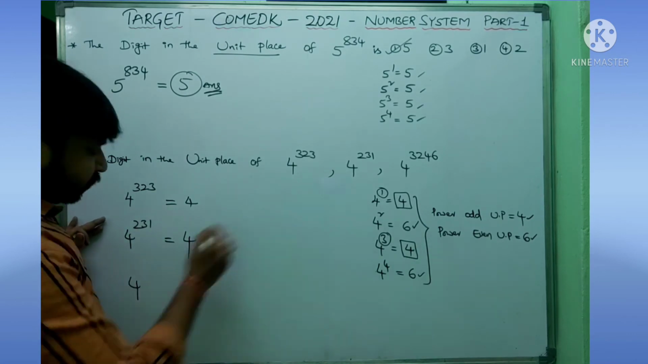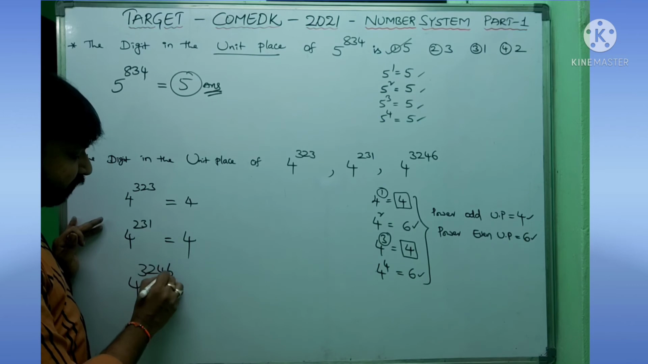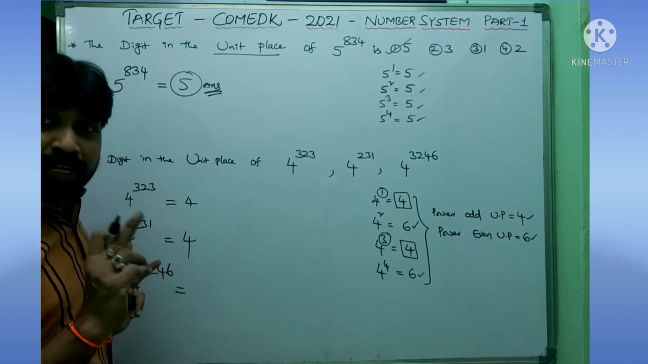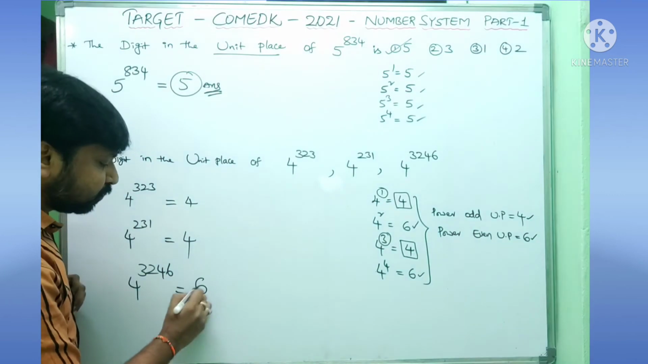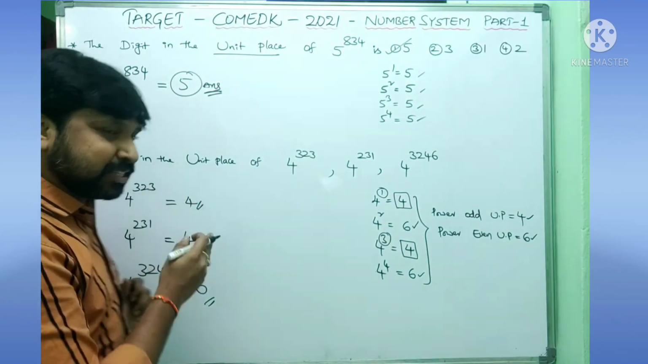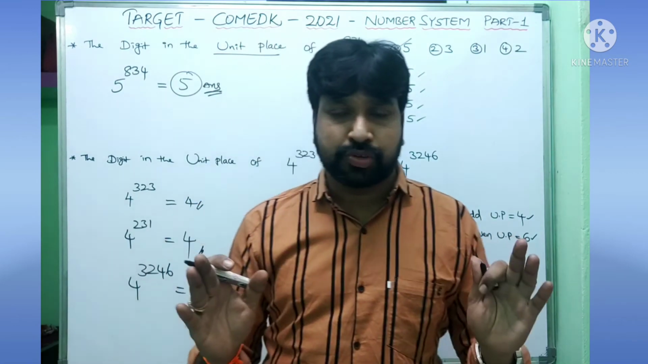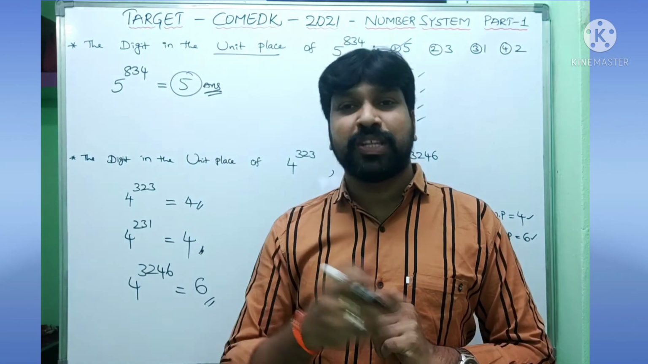Next, 4 power 3246 is given, friends. Yes, this is clearly an even number. Whenever the power is an even number, the answer will be 6 only. So the units place will be 6. You can simplify this kind of question very easily with this approach. Let us see multiple questions based on these models.